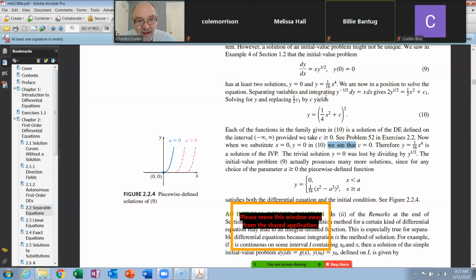Okay. We're now in a position to solve the equation we thought we had, separating variables and integrating. Oh, we just did this. Okay. I'm sorry, we did that. Now, each of the functions that we talked about here, that one and that one, are both legitimate functions, so you could have done something else and still made it work.